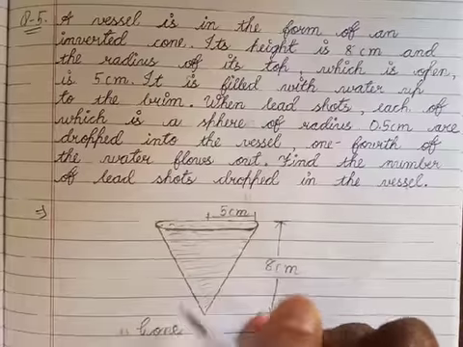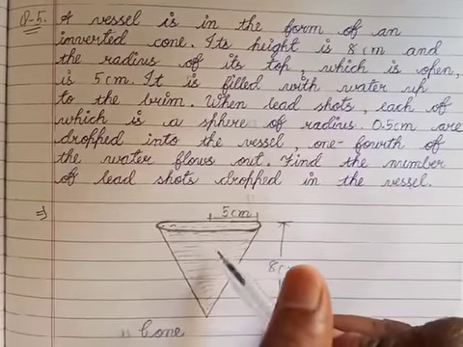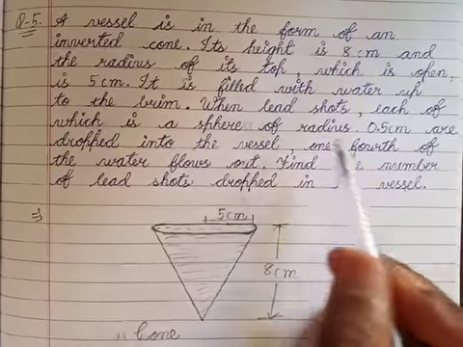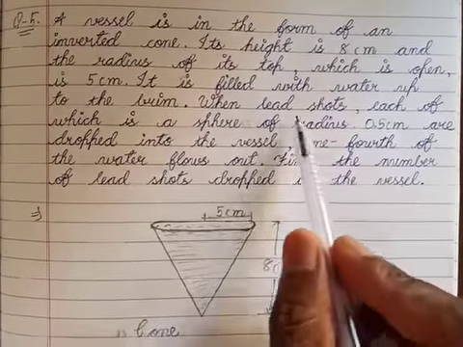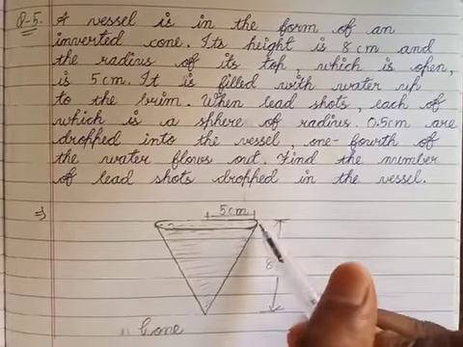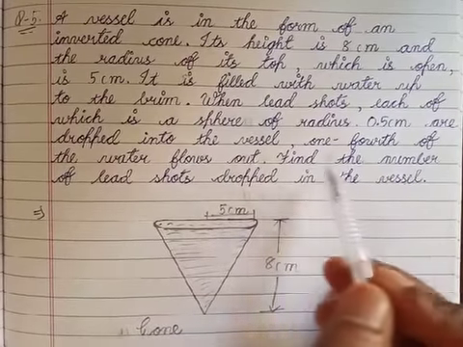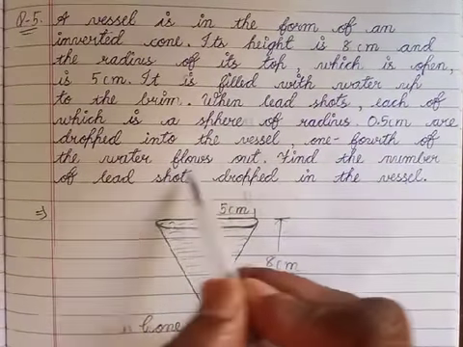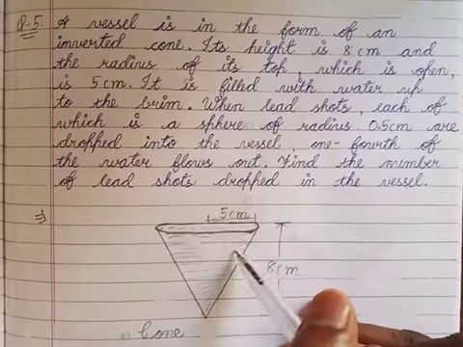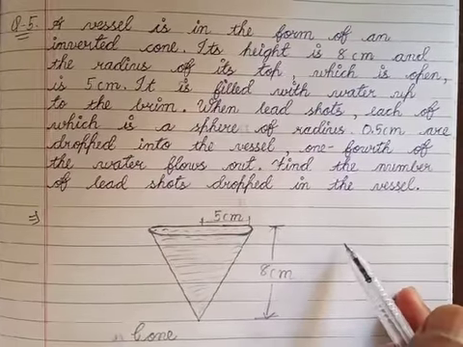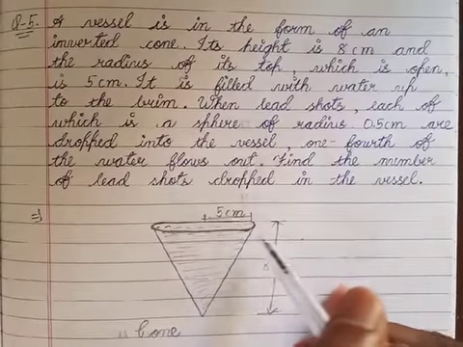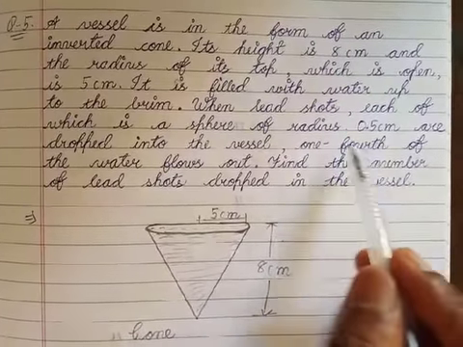Here we apply the Archimedes principle. The water displaced is equal to the volume of the sphere. So if n lead shots are dropped, n into the volume of a sphere is equal to the volume displaced out. How much water is displaced out? 1/4 of the water flows out from this cone, which will be equal to the volume of the lead shots.